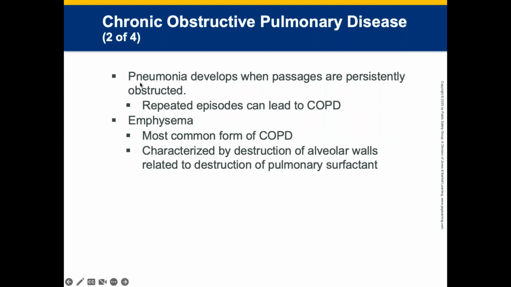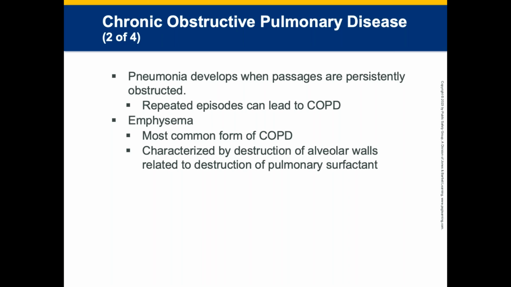All right. Pneumonia develops when the passages are persistently obstructed. So repeated episodes of pneumonia can lead to COPD. Rib fractures, okay, patients that don't use, my goodness, I can't think of the name of it, spirometers, to be able to actually test their lung capacity and work their lungs, right? If they have those shallow respirations for long periods of time, that can develop pneumonia.